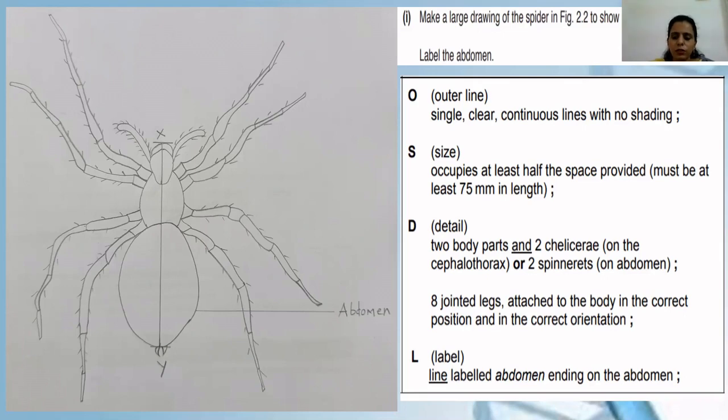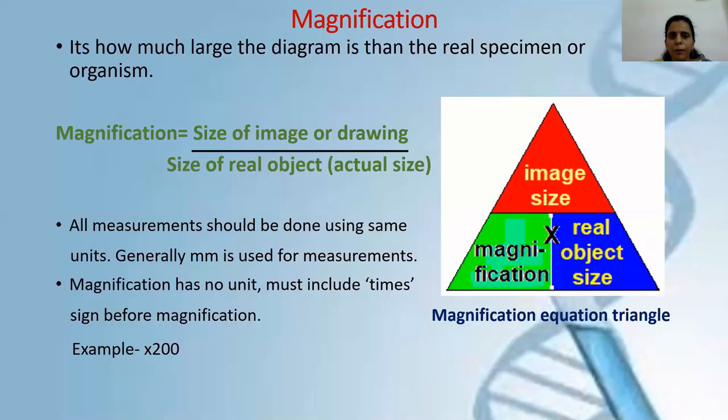Okay, fine. The next topic is calculation of magnification. First you should understand the meaning of magnification. Magnification refers to how much you have increased the apparent size of any organism or object, or you can say how much larger the diagram is than the real specimen or organism.